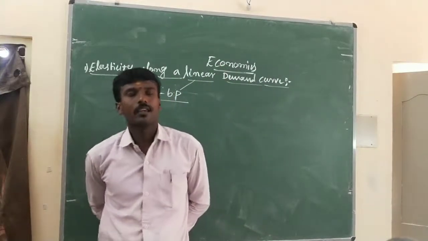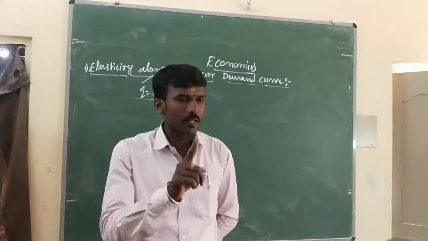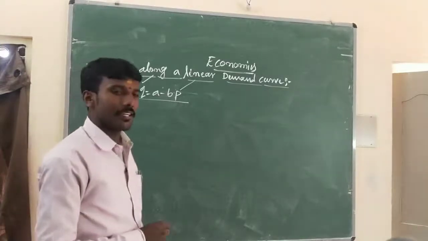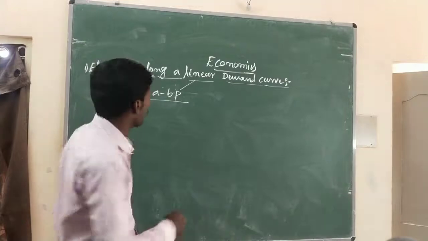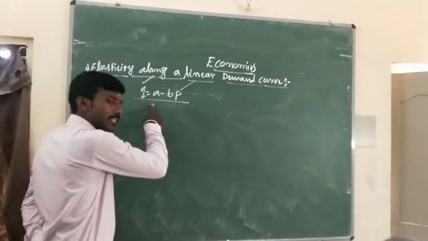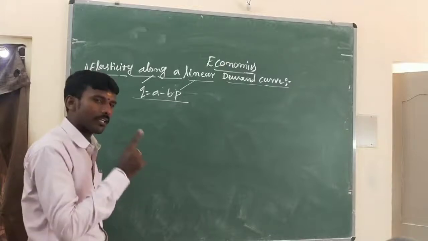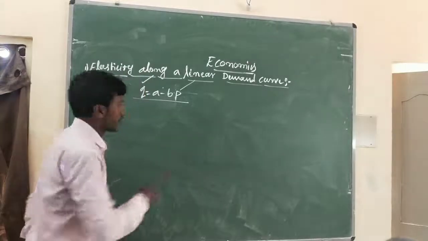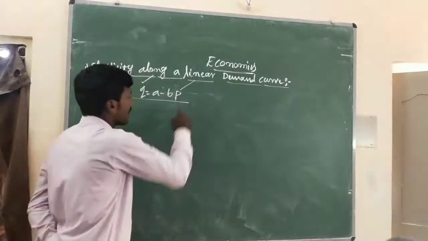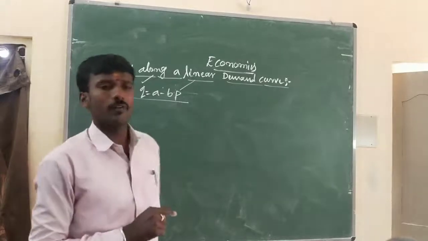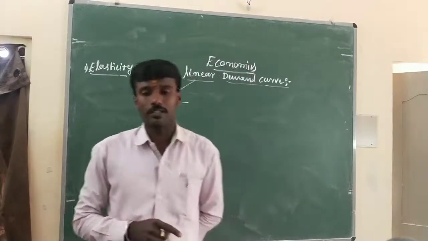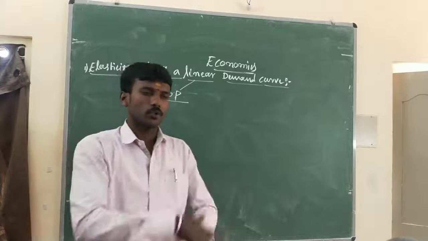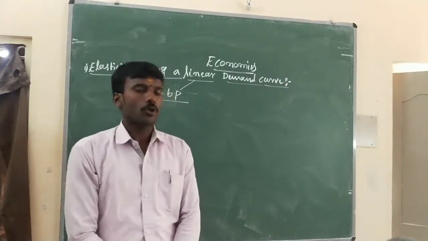See, under the concept of elasticity along a linear demand curve, firstly let us consider a linear demand curve equation, that is Q equals A minus BP. ಬೇಡಿಕೆ ರೇಖೆಯ ಸಮೀಕರಣ ಅಂತ ಕರೀತಾರೆ. Now in that equation, Q stands for quantity, P stands for price, A and B are the constants. ಅಂದರೆ P ಬೆಲೆ, Q ಕ್ವಾಂಟಿಟಿ, A ಮತ್ತು B ಕಾನ್ಸ್ಟೆಂಟ್ಸ್, ಸ್ಥಿರಾಂಕಗಳು.